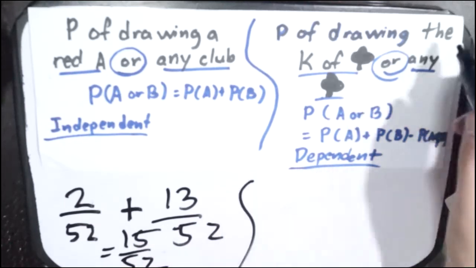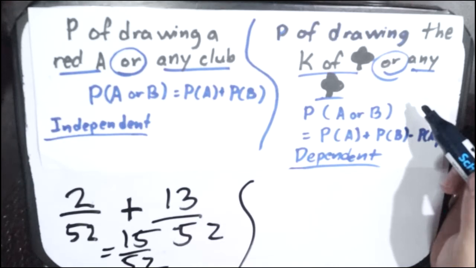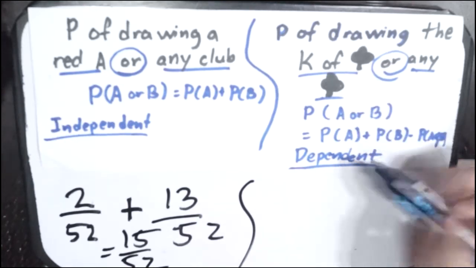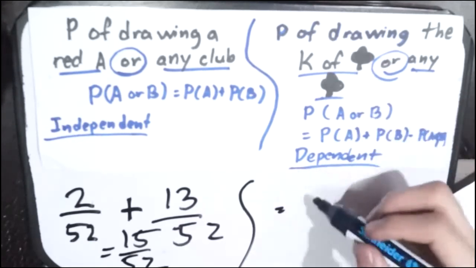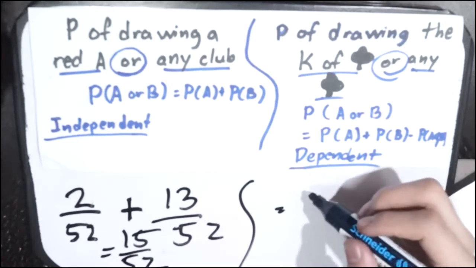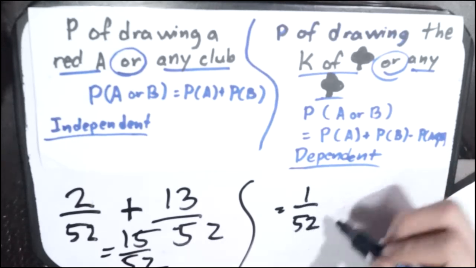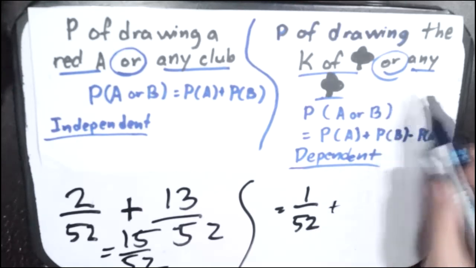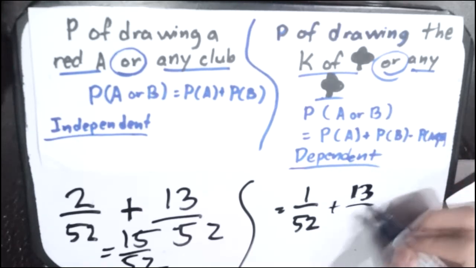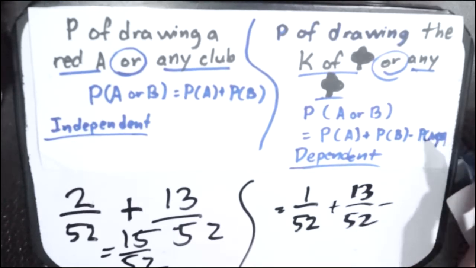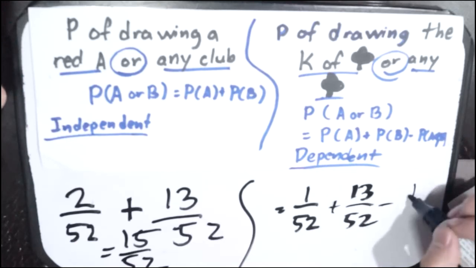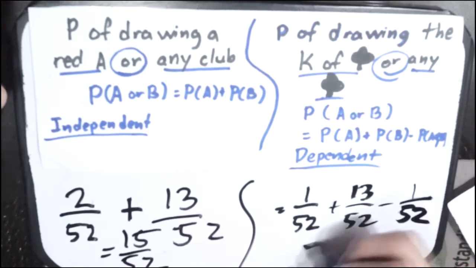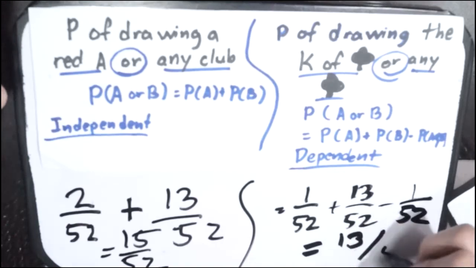And the probability of drawing the king of clubs or any clubs, since the king of clubs is a clubs, it's a dependent event. So you'd get the probability of A first, the king of clubs. Since there's only one king of clubs, that's 1 over 52, plus the probability of B, any clubs, 13 out of 52, minus the probability of A and B happening together. Since the king of clubs is already a clubs, you just copy the probability of the king of clubs, 1 over 52. And you get the answer of 13 over 52.